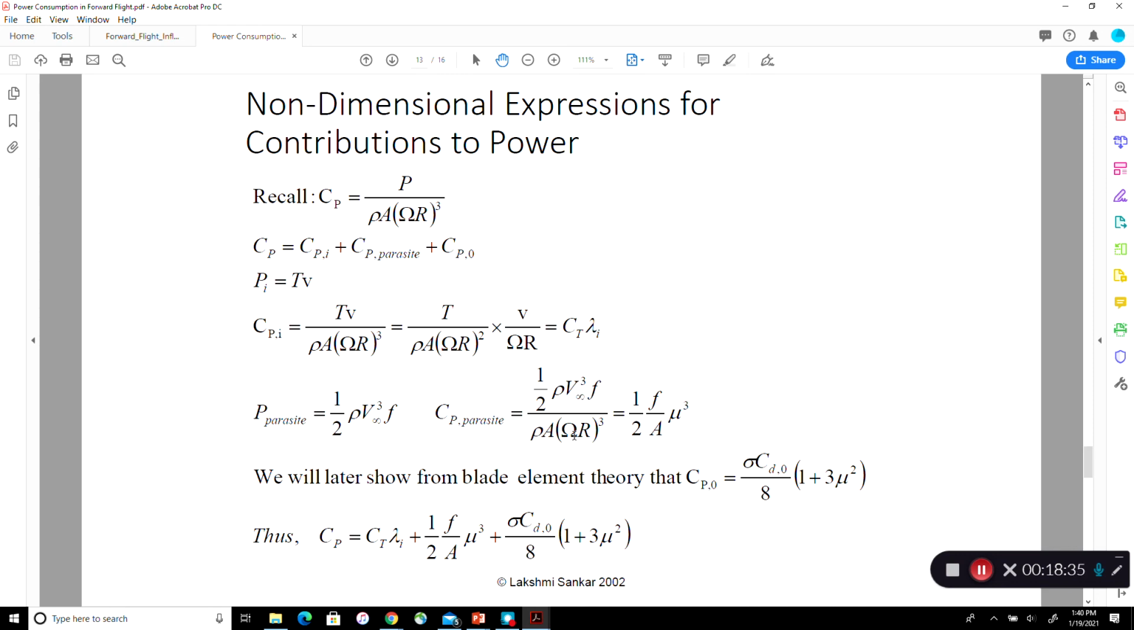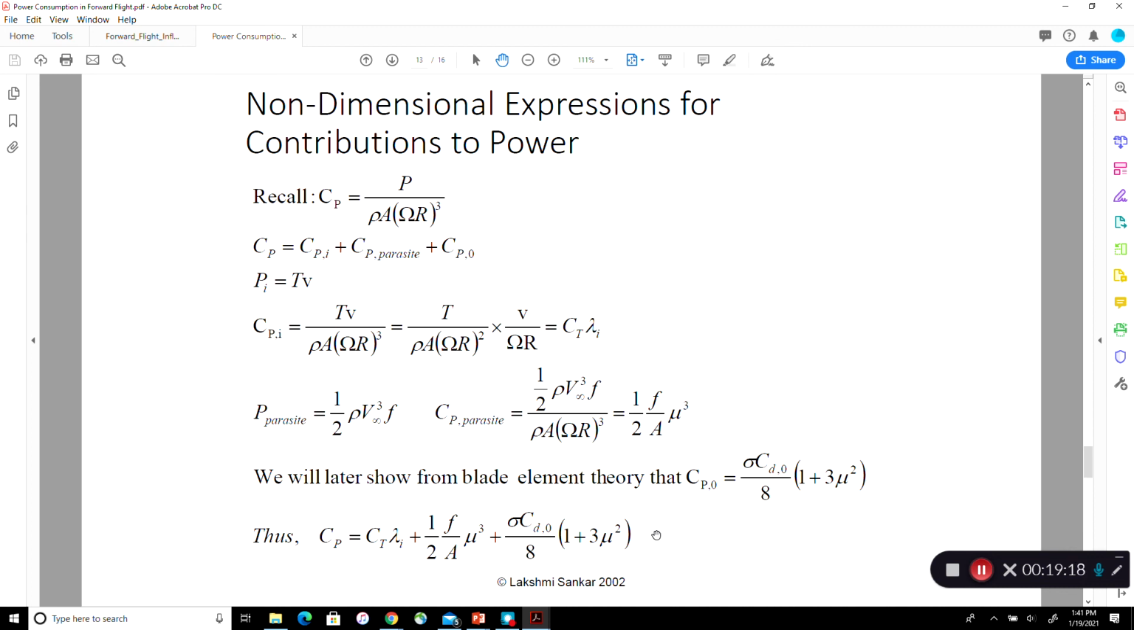Cp is divided by rho A tip speed cubed. Then V infinity cubed by tip speed cubed is approximately advance ratio cubed. Not exactly, because it should be V infinity times cosine alpha tip path plane. But since alpha tip path plane is a very small number, cosine alpha tip path plane is close to 1. Therefore, the forward speed by tip speed is roughly the advance ratio. F over A, equivalent flat plate area divided by the disk area, is the parasite power. We already showed earlier, not later, this is the Cp naught. So if we add it, this is the power consumed by a helicopter in forward flight.